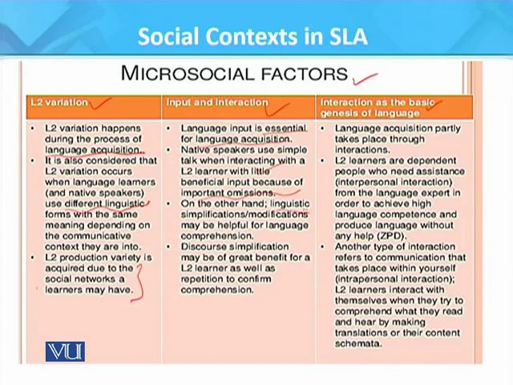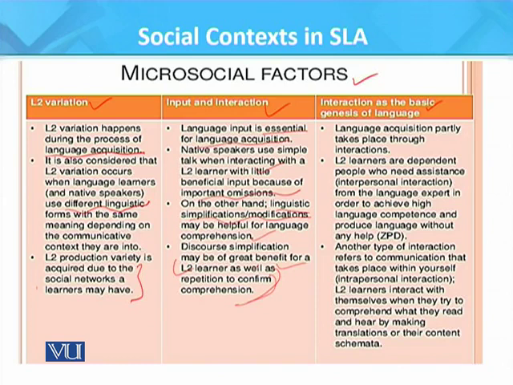On the other hand, linguistic simplification modifications may be helpful for language comprehension. So it encourages the simplification and modification of a language because this can make the comprehension process a much easier task. Discourse simplification may be of greater benefit for a second language learner, as well as repetition to confirm the comprehension. So discourse simplification, the understanding and analyzing of the production, may be of great benefit for second language learners because it provides verification of the comprehension that a second language learner goes through.